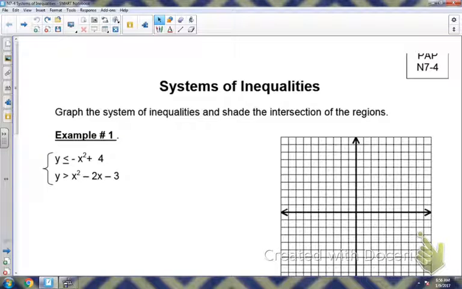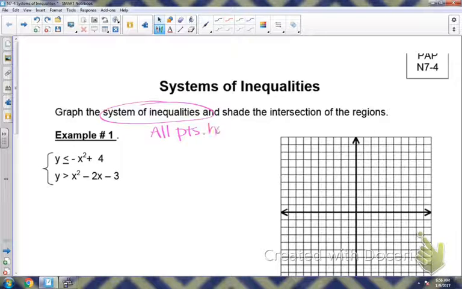Okay, so on note 7.4, we're going to be solving systems of inequalities. Whenever you're wanting to solve a system of inequalities, you're trying to find all the points that they have in common. So you'll be shading, and then you'll look at where they're both shaded or all three of them are shaded. Okay, so we're going to start out with example 1.